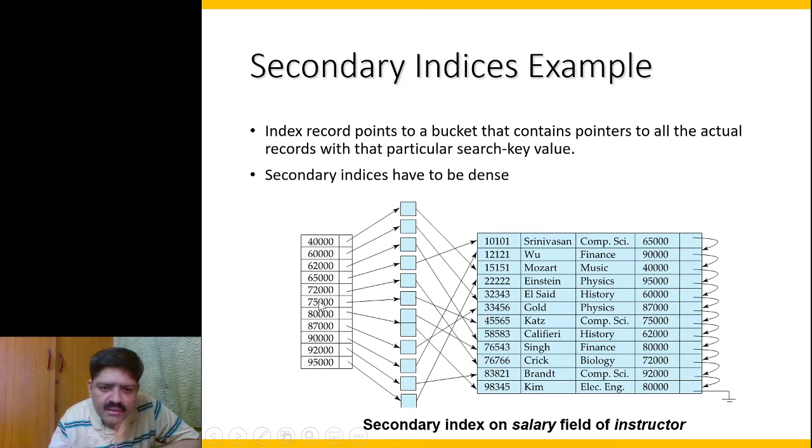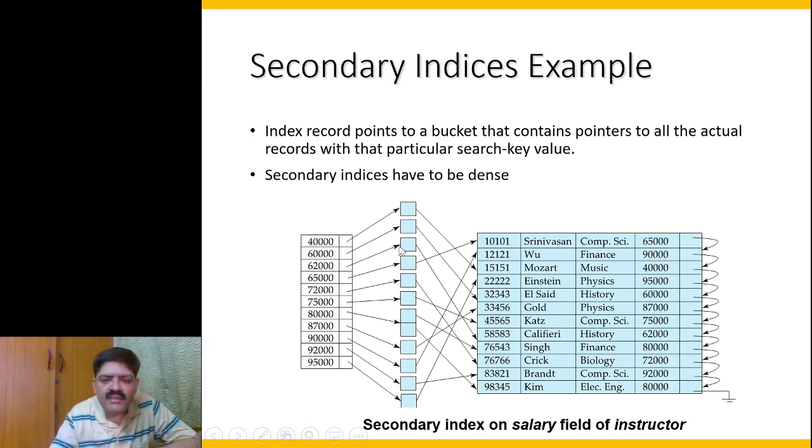So for example, 75,000 maps to 75,000 here, right? So for every value of 40,000 that you show over here, this block would map to those rows. So from 40,000, I can go to a block, and from that block, I can go to all records that have 40,000 as the salary. Yeah, so this is an example for establishing a search index.